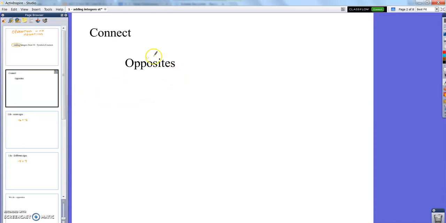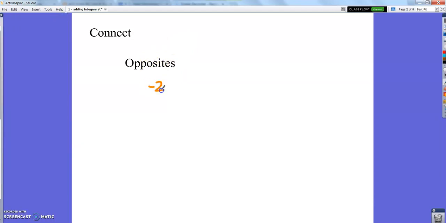So we talked last unit about opposites, right? Like negative 2 and 2 are opposites. So are negative 11 and positive 11. They're numbers with the same distance from 0 in the opposite direction. Before we start adding any two integers, the first thing I want to do is talk to you about adding opposites.